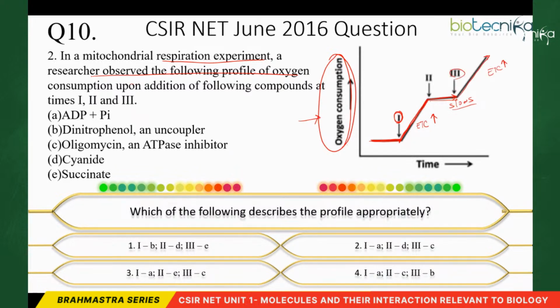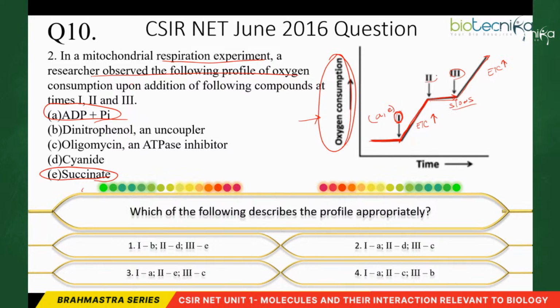So what could these things be? Obviously, the first increase can be when you have added a substrate. Here succinate can act as a substrate. And ADP and Pi can also be added, not as substrates but as precursors for ATP synthesis. So 1 can be either A or E.